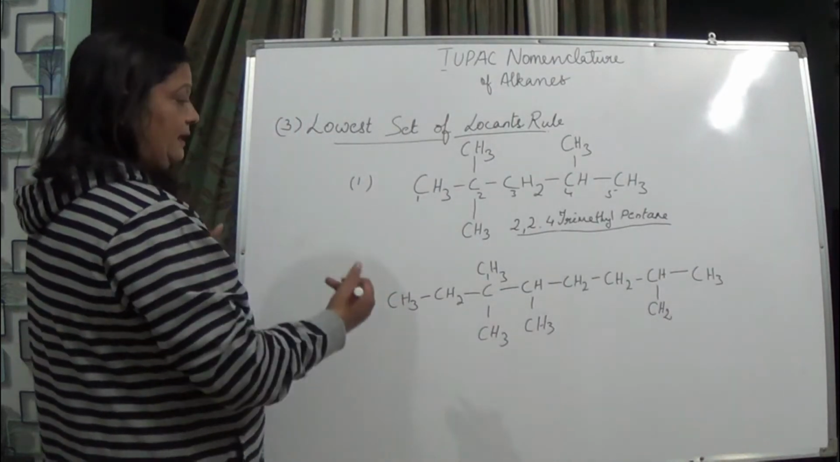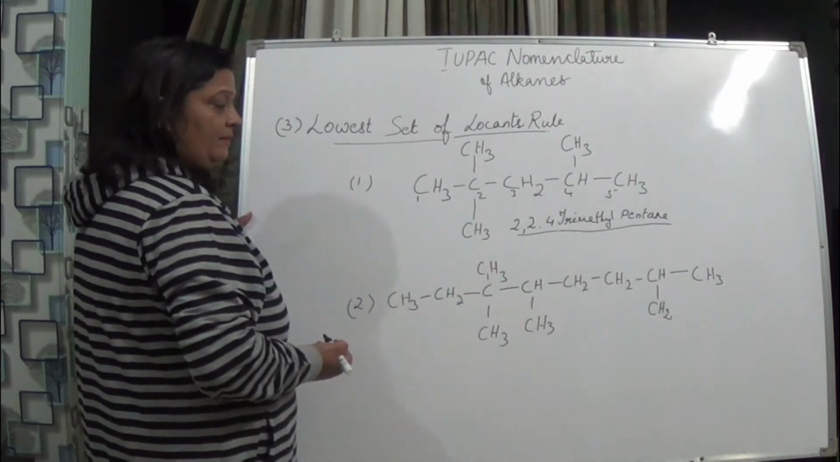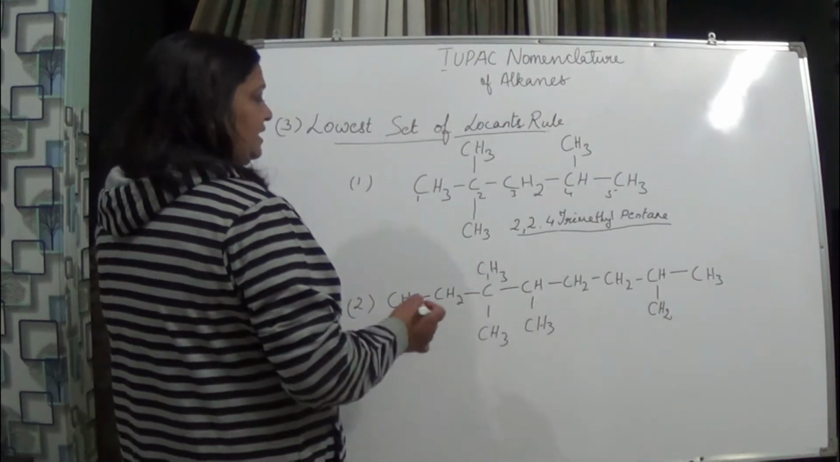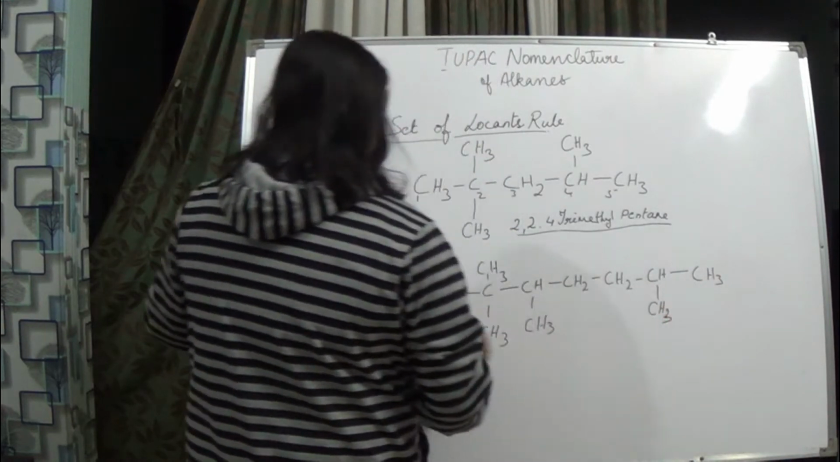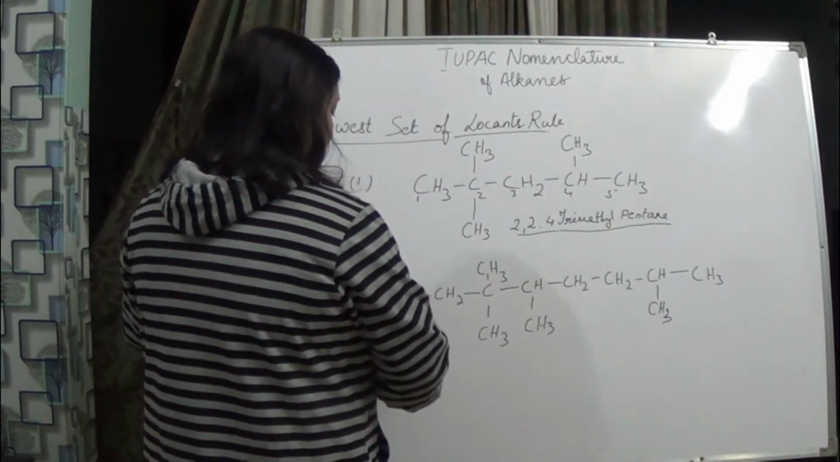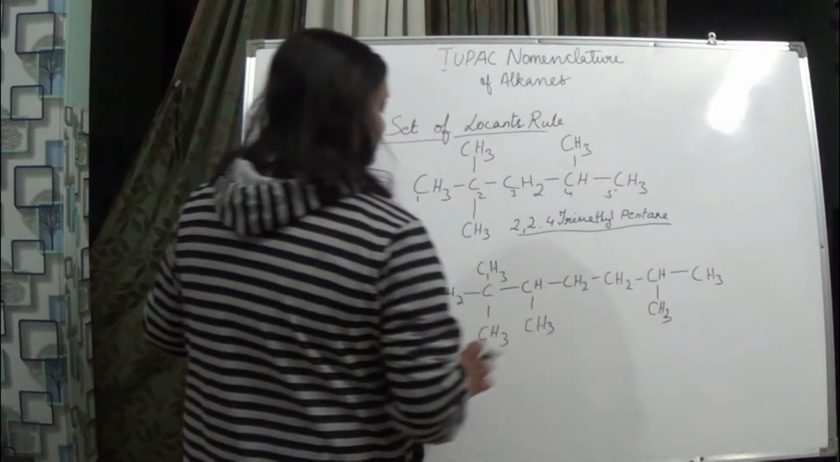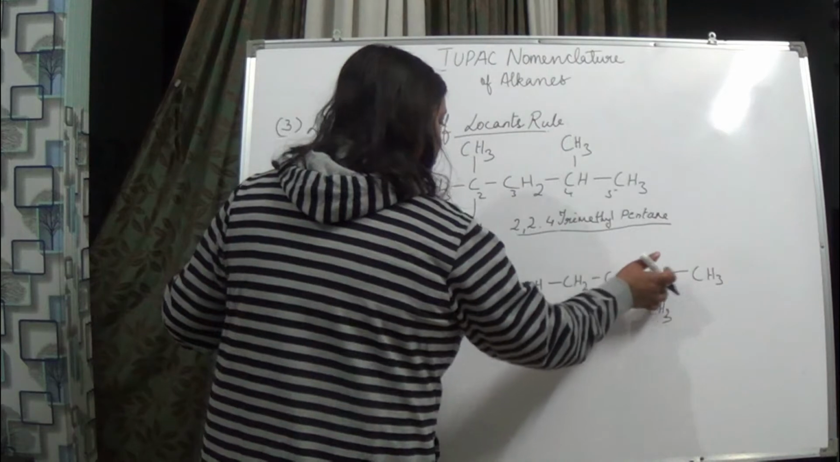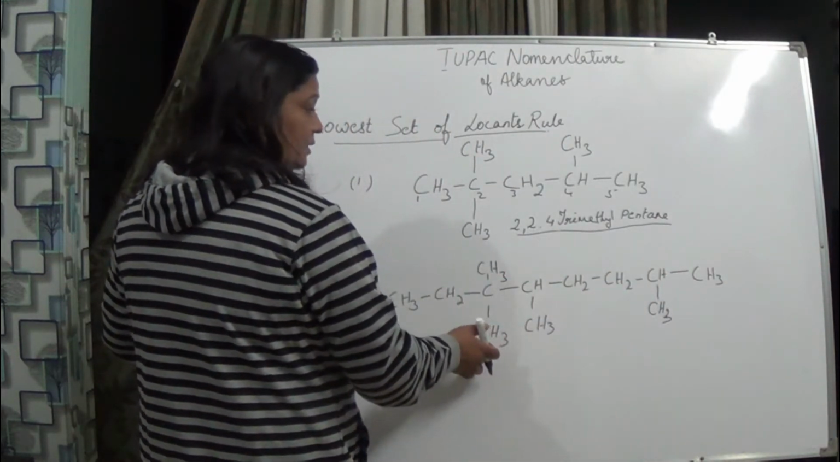Now let us take the next example. Here also you take the longest chain. When you take the longest chain, here it is 1, 2, 3, 4, 5, 6, 7, 8. From here, counting 1, 2, 3, 4, 5, 6, 7.